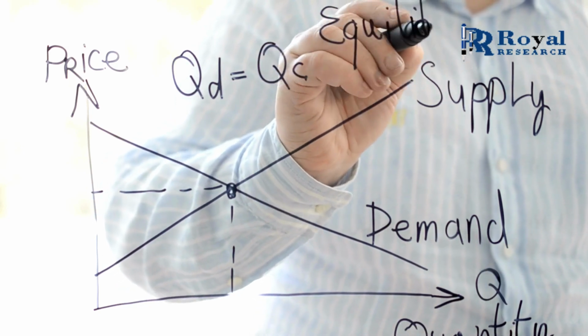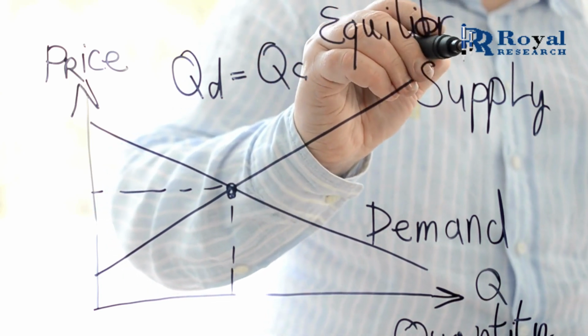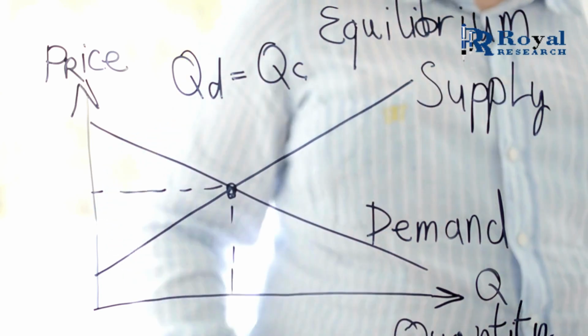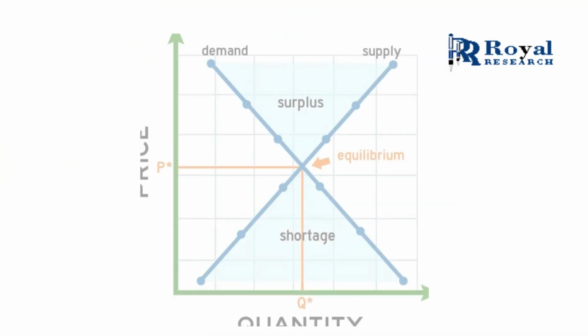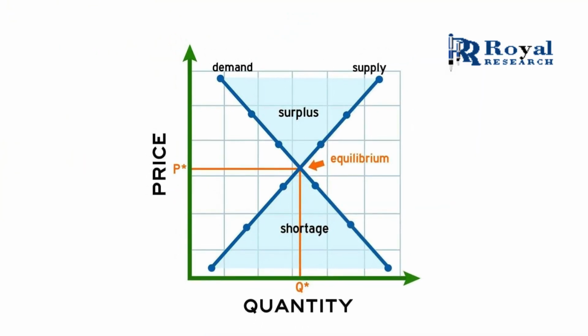It typically slopes downwards from left to right, indicating that as the price of a good or service decreases, the quantity demanded by consumers increases, and vice versa.